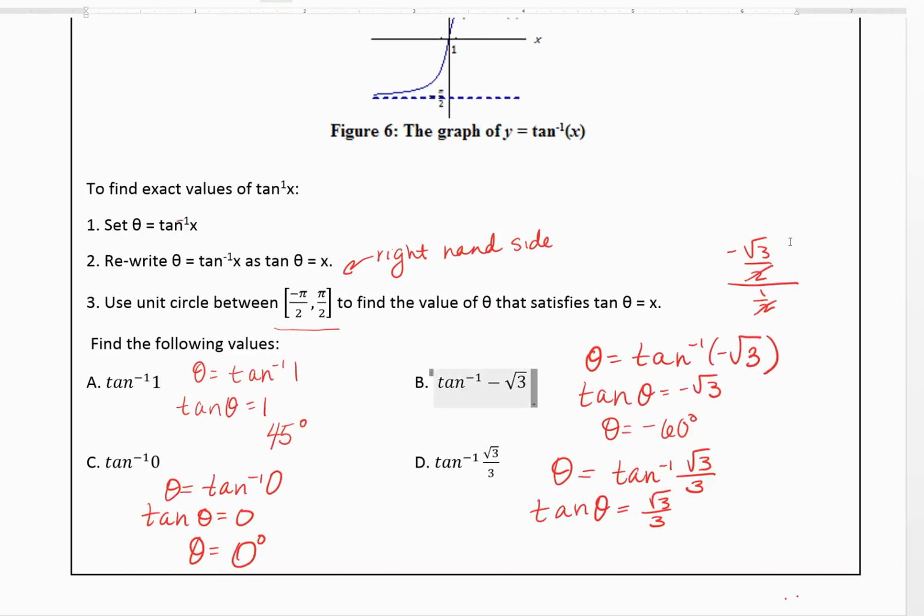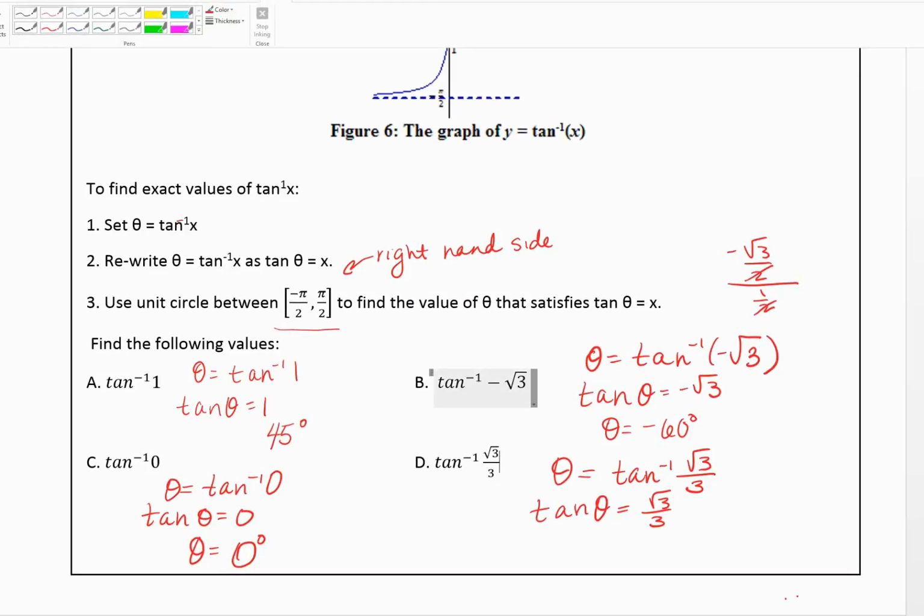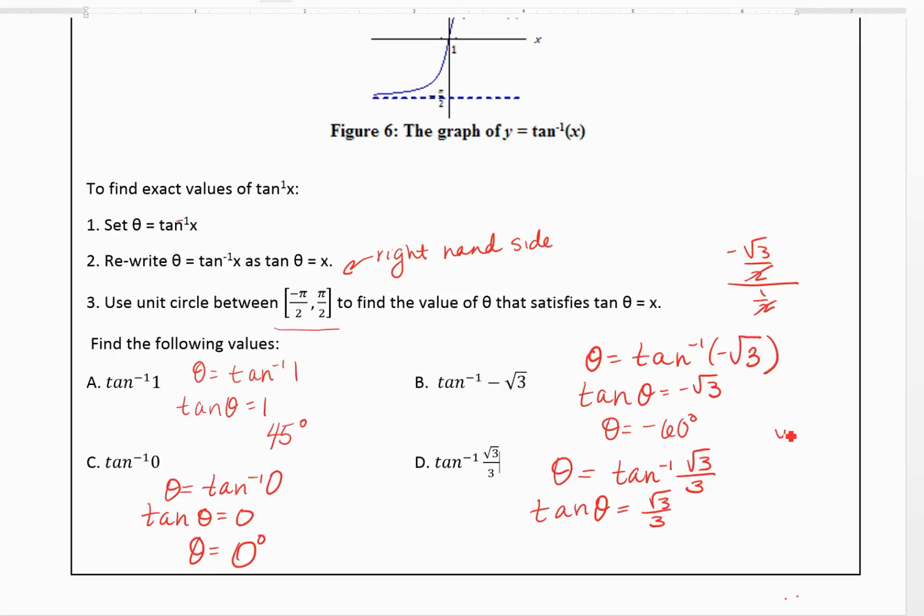So at 30 degrees, if we took the y over the x, it would be 1/2 over square root of 3 over 2, where the 2's would cancel out, and you would get 1 over square root of 3. Now, if you rationalize that, you get square root of 3 over 3. So that's exactly what we're looking at. So theta would be 30 degrees.